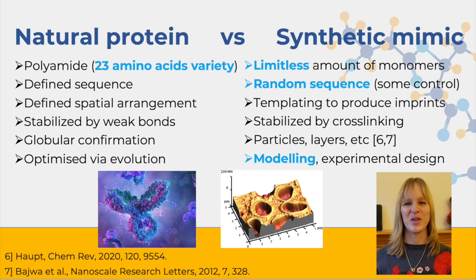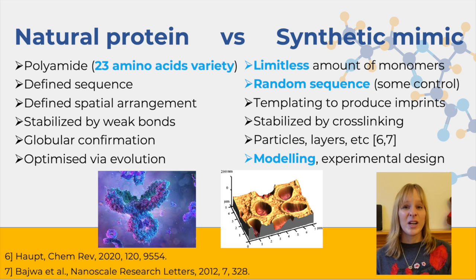Obviously, we don't have millions and millions of years of data in optimizing our design. So we often need to use something like computational tools in order to do this. And we can use experimental design, but that obviously takes a lot. But imagine if we had a tool that can really predict the best composition, we could very quickly optimize a MIP for a very specific target.